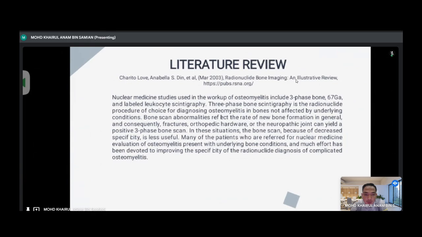Many of the patients who are referred for nuclear medicine evaluation of osteomyelitis present with underlying bone conditions, and much effort has been devoted to improving the specificity of the radionuclide diagnosis of complicated osteomyelitis.